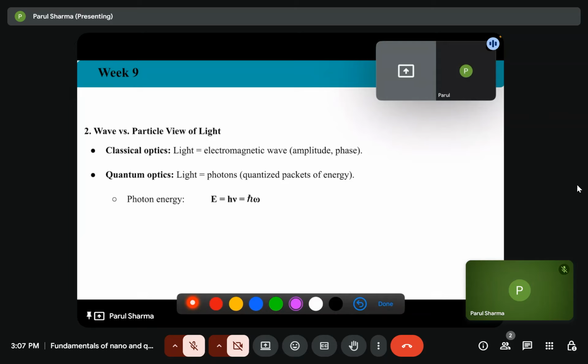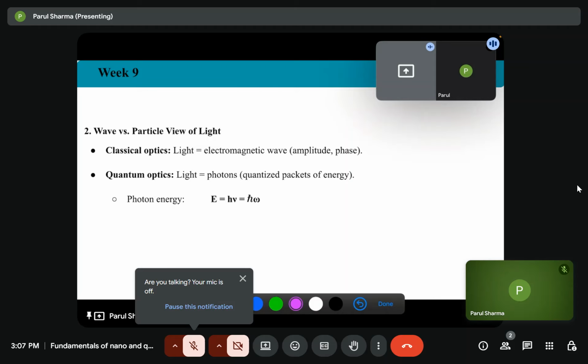In the case of quantum optics, light is quantized. The quanta of light is the photon, which is considered as quantized packets of energy, and the energy of the photon is given by E equals h nu, or E equals h cross omega.